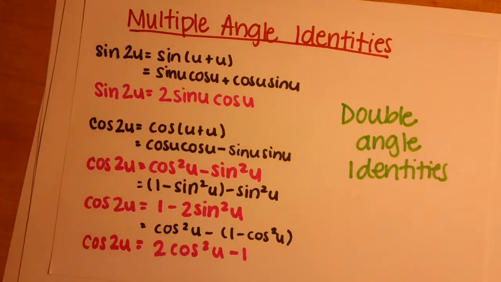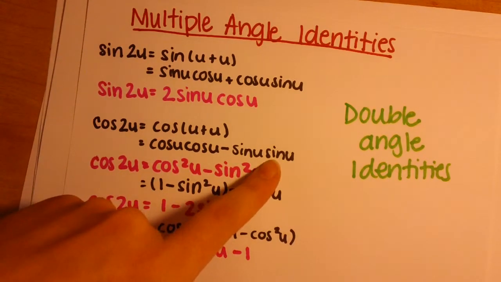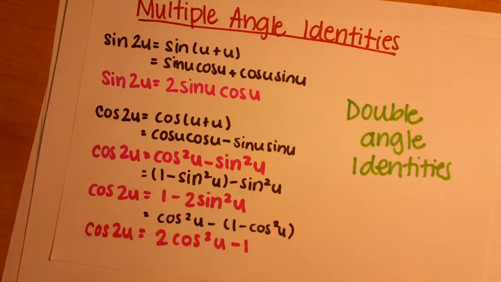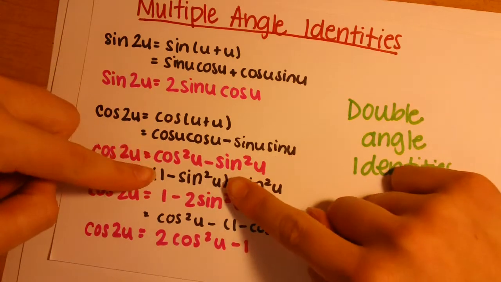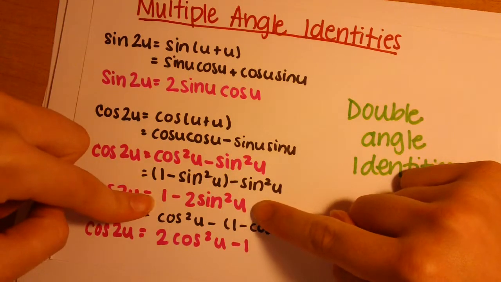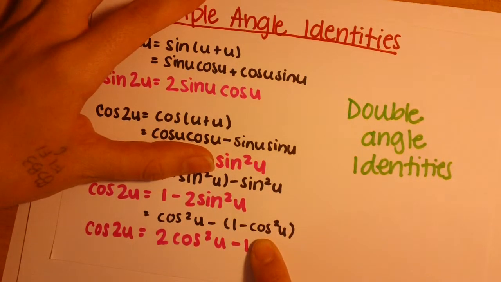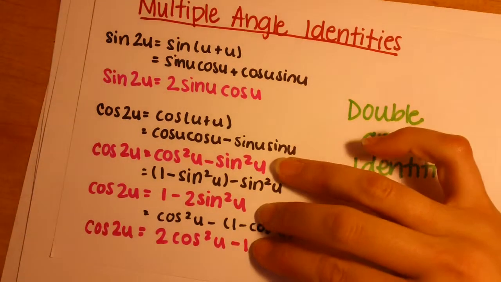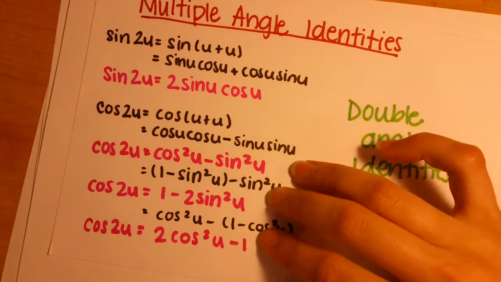Cosine, you have cosine of u plus u, and again I used that sum identity, so I plugged it in and got cosine squared u minus sine squared u. So this is my first identity. But I also know that cosine squared of u is equal to 1 minus sine squared u. So I substituted that in, and then I simplified, and got 1 minus 2 sine squared u. But I also know that sine squared of u is 1 minus cosine squared of u. So I substituted that in, and got 2 cosine squared u minus 1. So these three are all double angle identities for cosine of 2u.